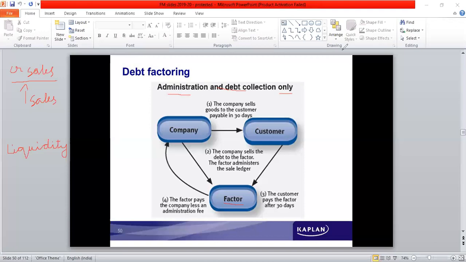But why do you think that factors enter into such agreements without any recourse? Is there any specific reason why anyone would take it up? What attracts them to enter into such agreements?